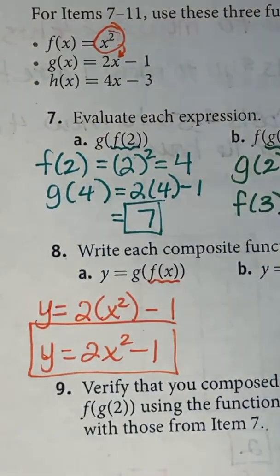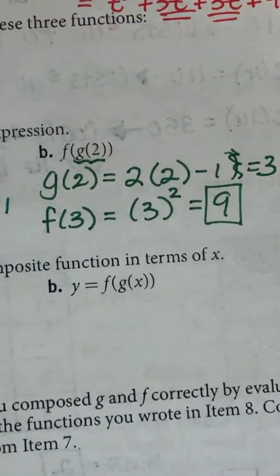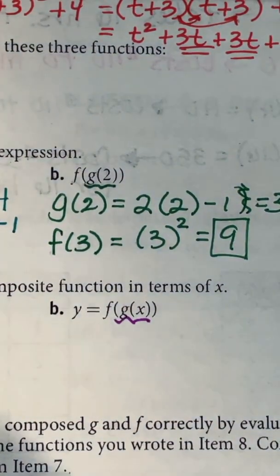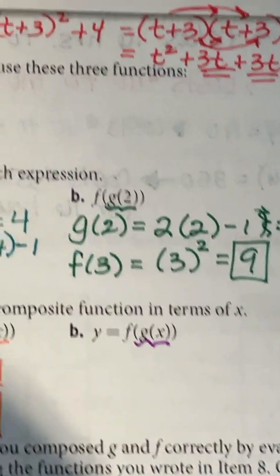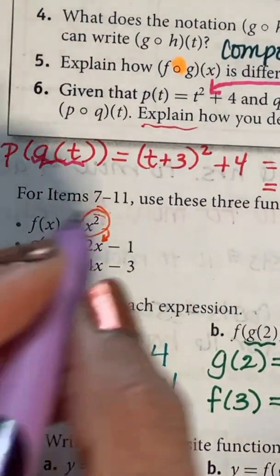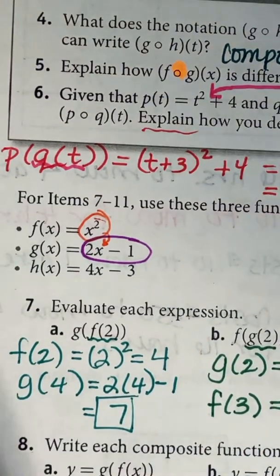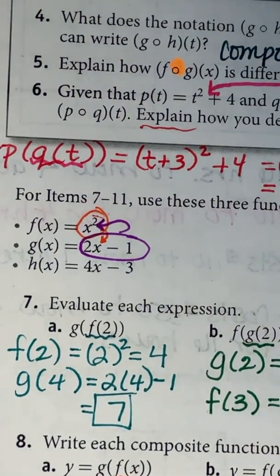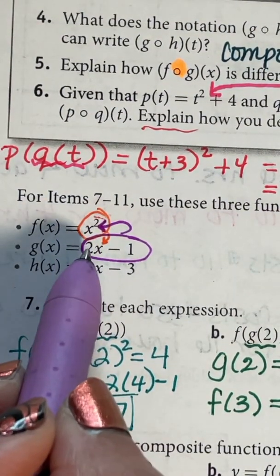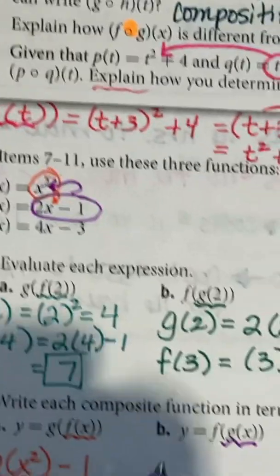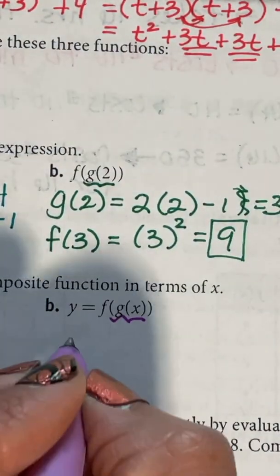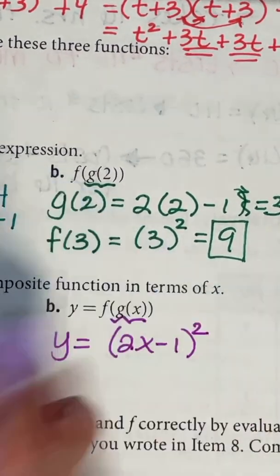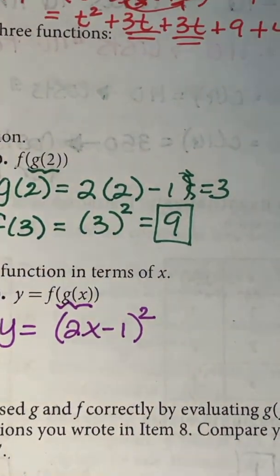All right, what about f of g of x? That's the next one. For this one, we're starting with g of x, and we're plugging g of x into f of x. So this time, g of x is 2x minus 1, and we're going to substitute that in for the x in f of x. So instead of x, I'm going to write 2x minus 1 and then squared. So I'm going to come back down here. So y equals 2x minus 1 quantity squared. And you can't leave it like that. We got to multiply it out.